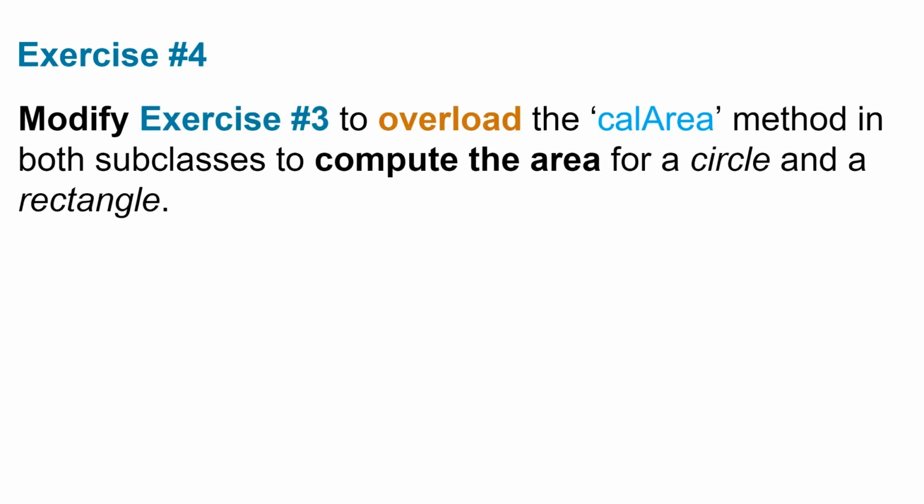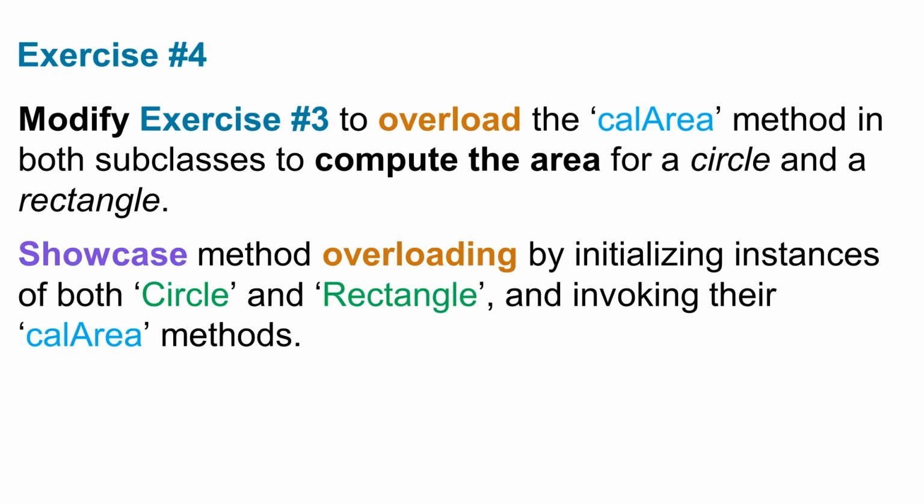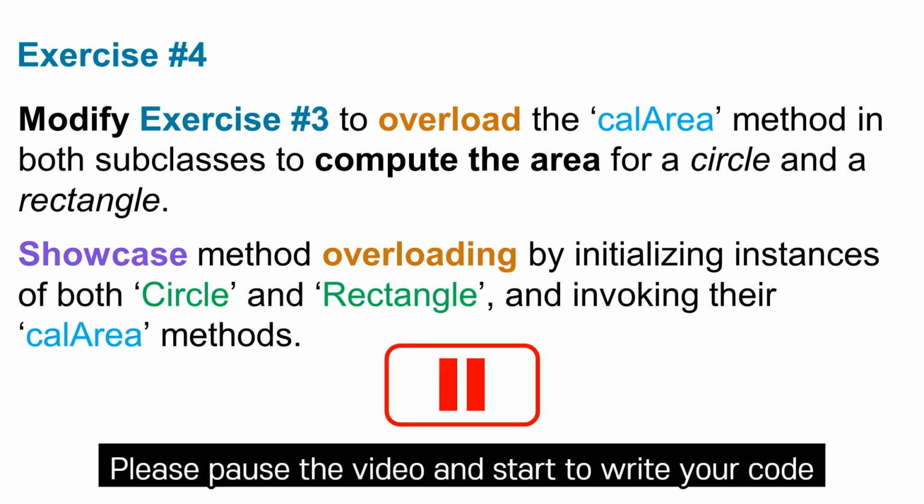Exercise number 4. Modify exercise number 3 to overload the calArea method in both subclasses to compute the area for a circle and a rectangle. Showcase method overloading by initializing instances of both the Circle and Rectangle classes, and then invoking their calArea methods. Please pause the video and start to write your code.